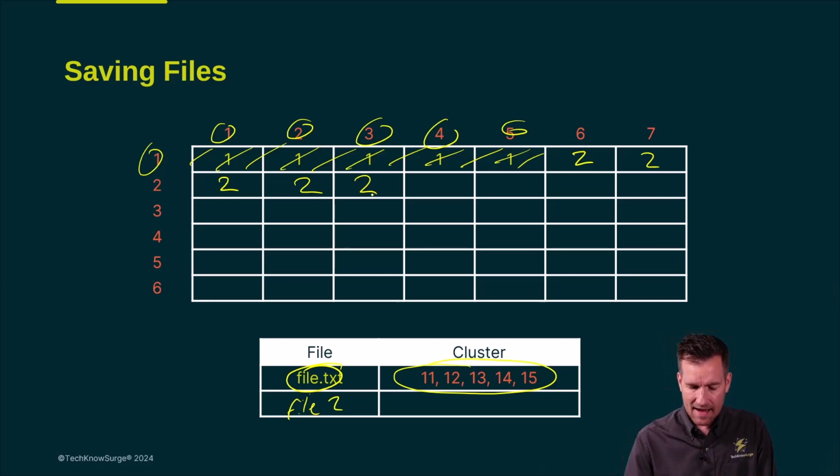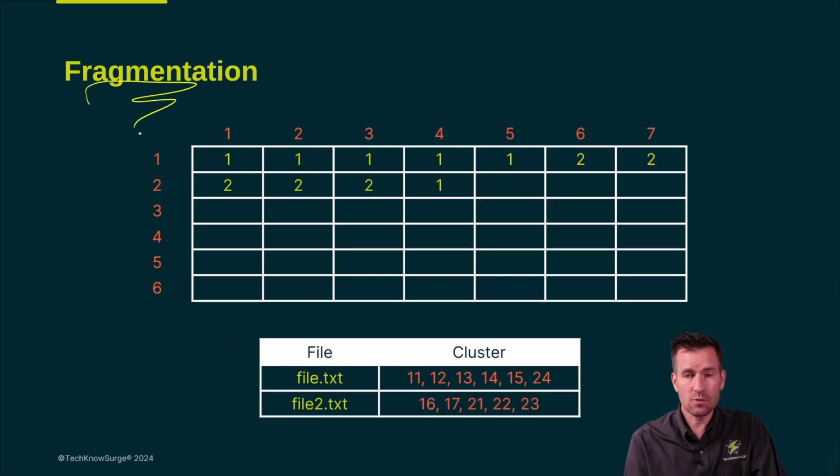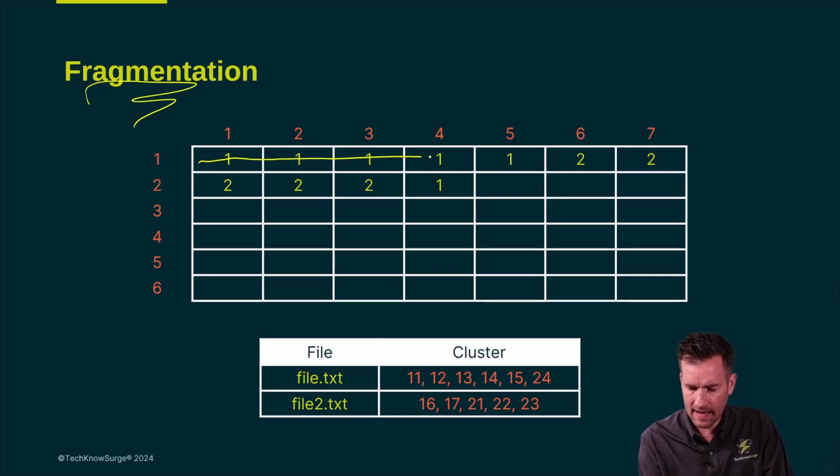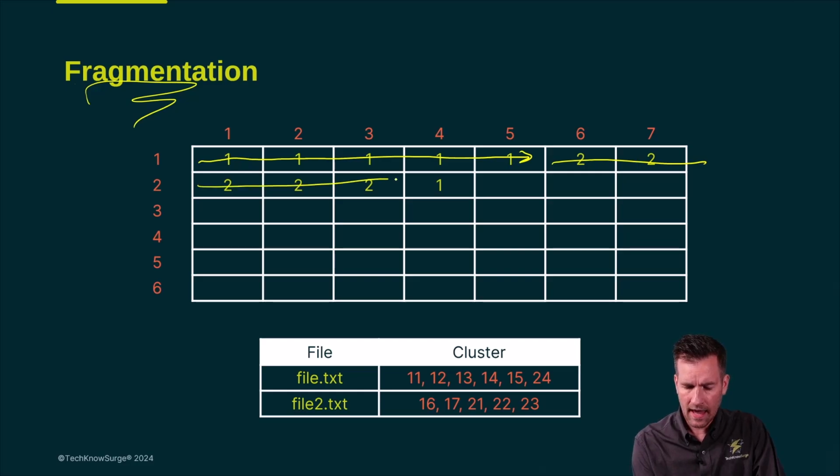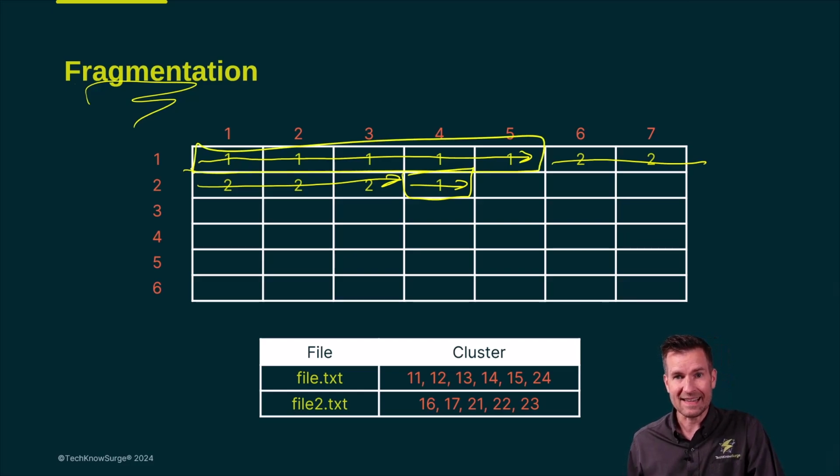Now when we go and save more changes to this file right here that needs more clusters, what's going to happen is it's going to start saving in the next available clusters. And now what we've just done is we've created fragmented files. Fragmentation is when a file is split amongst clusters that aren't right next to each other. So in this case, we've got file 1 that takes up 5 clusters right here. Then we have file 2, and now we have file 1 again. Since the file is split amongst these clusters, file 1 is now fragmented.